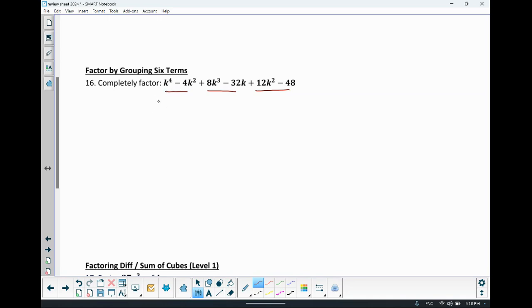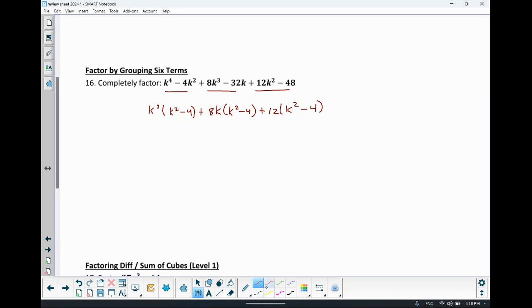When I factor out, I notice in the first group that k squared is common, and I get k squared minus 4. For the second group, I notice that 8k is in common, and when I factor that out, I get k squared minus 4. And for the last group, I notice that 12 is in common, and the other factor, 12k squared divided by 12, is k squared, and 48 divided by 12 is minus 4.